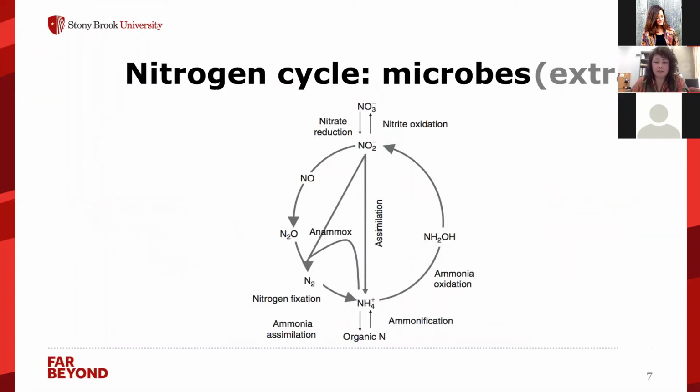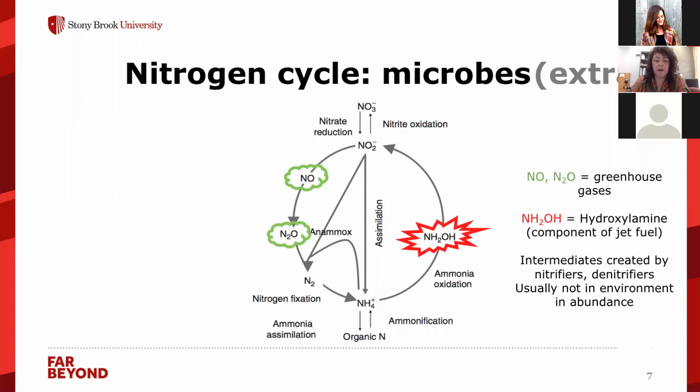But there's other nitrogen species and processes that I didn't really talk about here, so I want to mention them now. First ones are nitrous oxide and nitric oxide. These are actually very powerful greenhouse gases, and hydroxylamine, which is actually a component of jet fuel and is incredibly explosive at high quantities. So these are actually obligate intermediates created by both nitrifiers and denitrifiers, but they're usually not in the environment for very long or in very much abundance. So for the purpose of this presentation, they're going to largely be ignored.